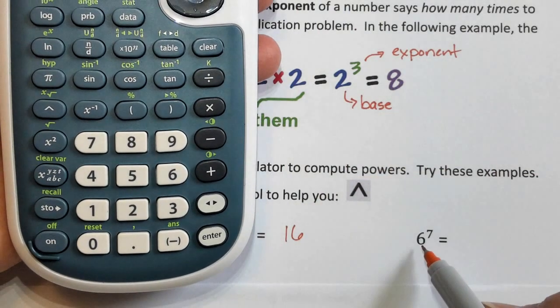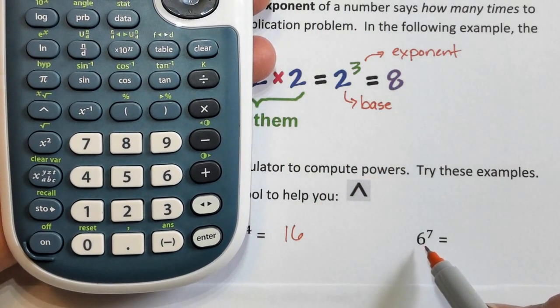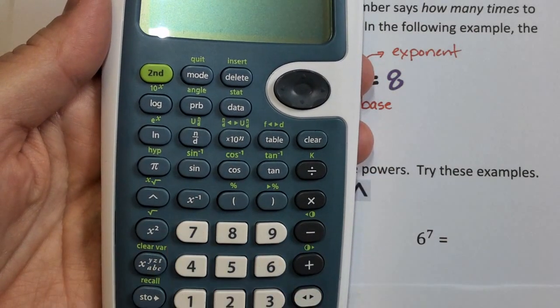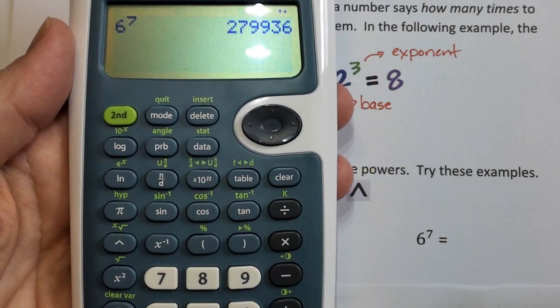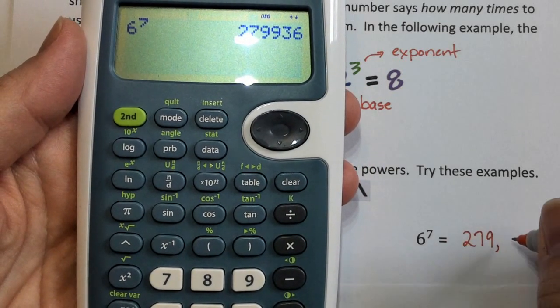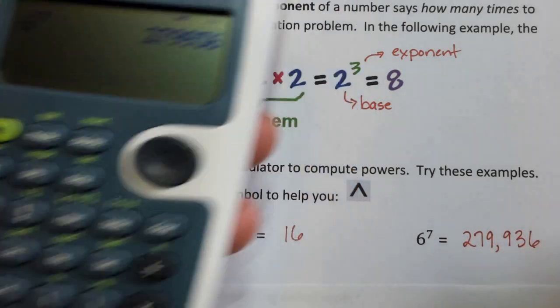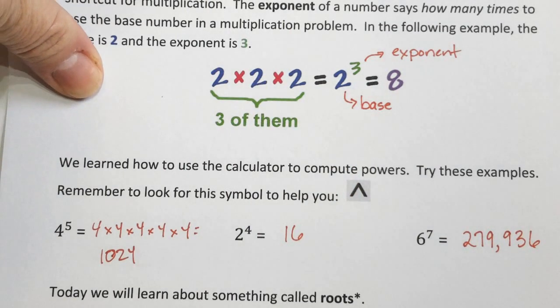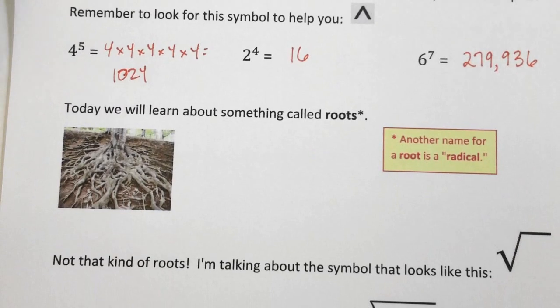And in this case, the 6 is being multiplied by itself 7 times. So 6, caret, 7, enter. And we have, that's a long one, 279,936. So today we're going to learn about something called roots.